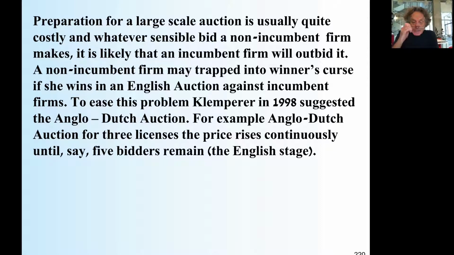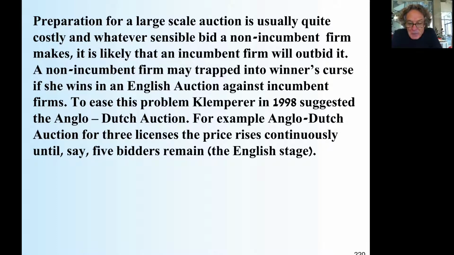Now, to ease this problem, Klemperer in 1998 suggested to make a combination of auctions. He called it Anglo-Dutch auction. The Dutch, since it's equivalent to a first price auction, replaces the first price auction. Actually, it should be English first price auction. For example, Anglo-Dutch auction for 3 licenses. Suppose the government wants to sell licenses for frequencies in different locations, and they want 3 firms to get the license. The competition is between 3.